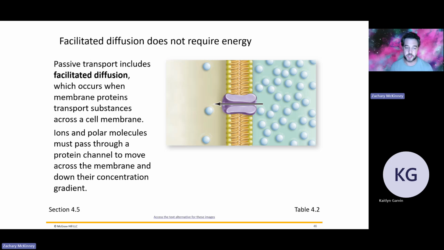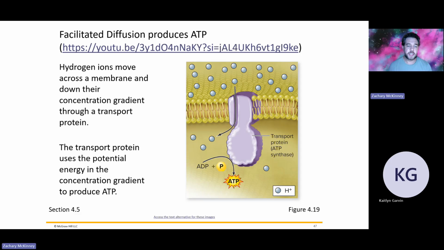Facilitated just means it has a protein here. So it's something charged, something large, something that does not move naturally through the plasma membrane. Maybe it's a polar molecule, right? You're going to have proteins for that. Facilitated diffusion is what makes ATP.